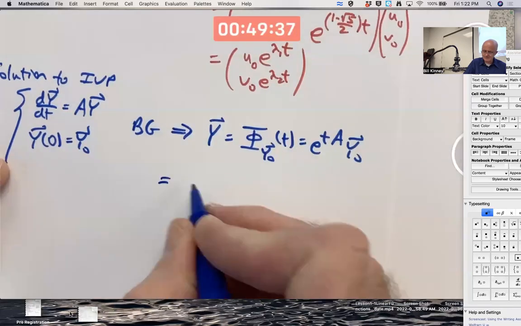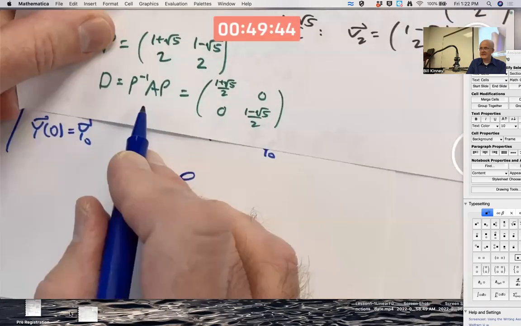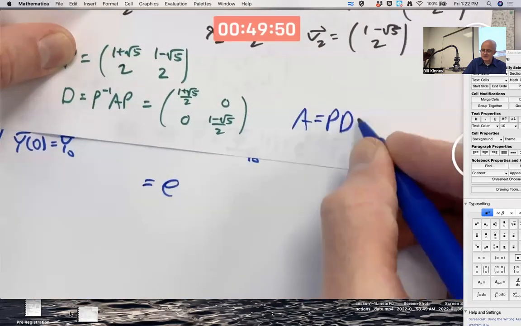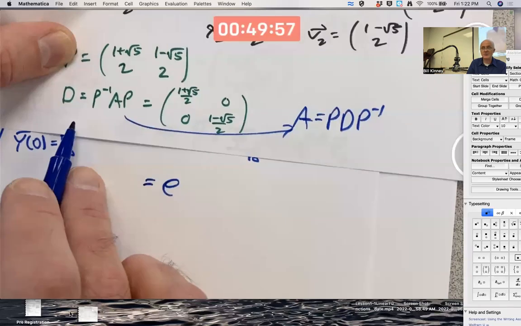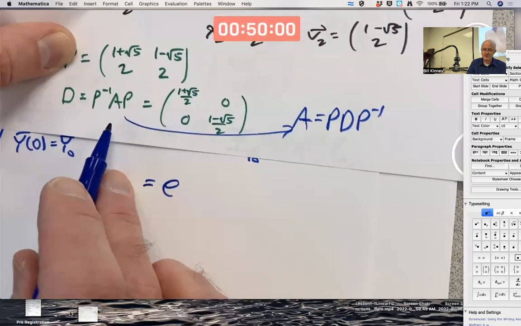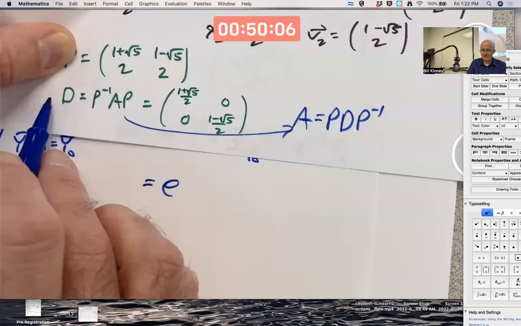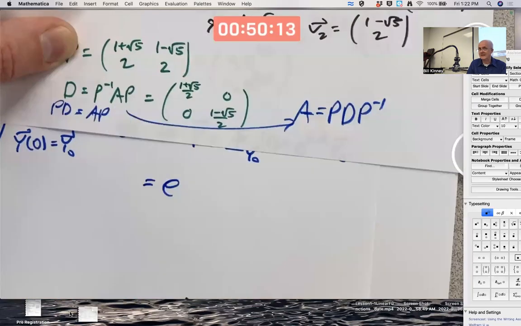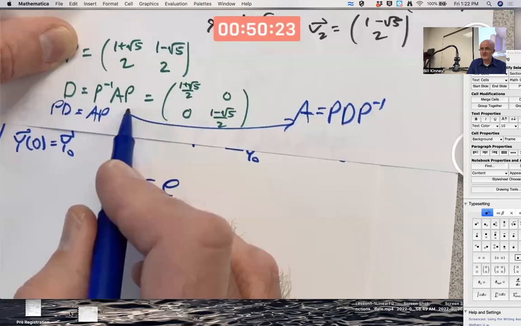Well, so how do you do it? Well, D equals P inverse AP is equivalent to A equaling P D P inverse. To get from here to here, left multiply both sides by P and right multiply both sides by P inverse. And then switch the sides. Left multiplying both sides by P would give PD equals AP, because the P and P inverse would cancel, so to speak. And then right multiplying both sides by P inverse leads to that. These are equivalent equations.